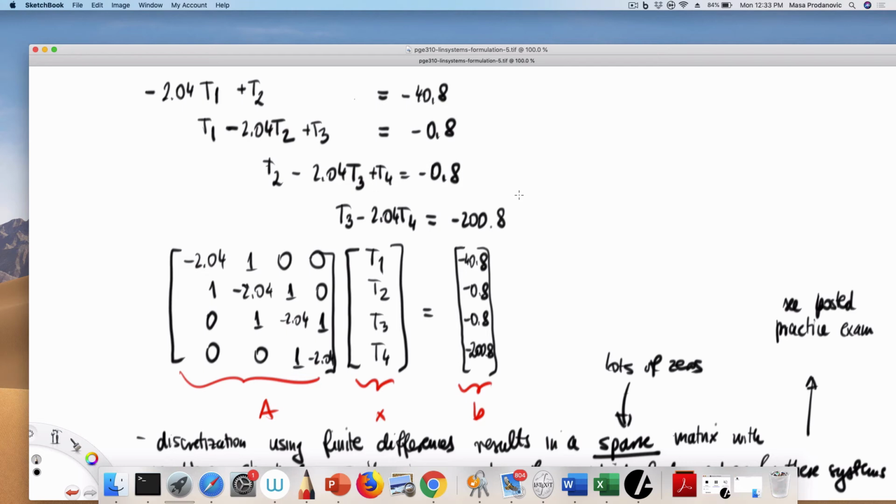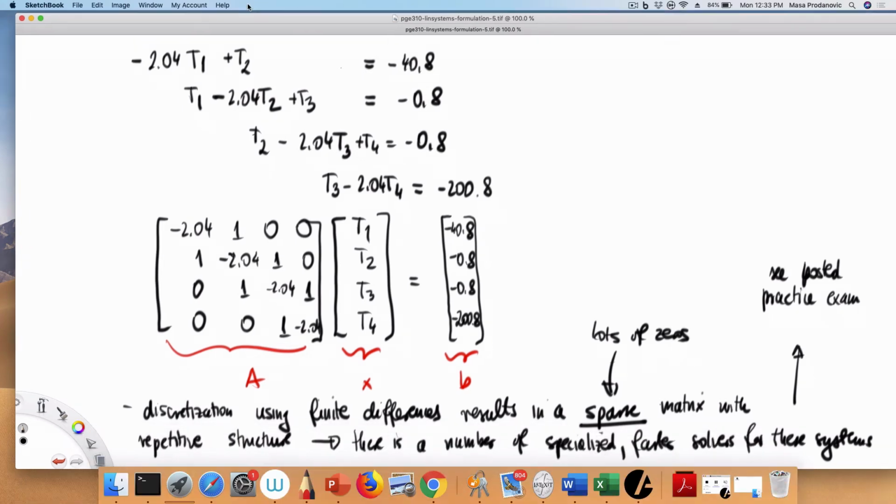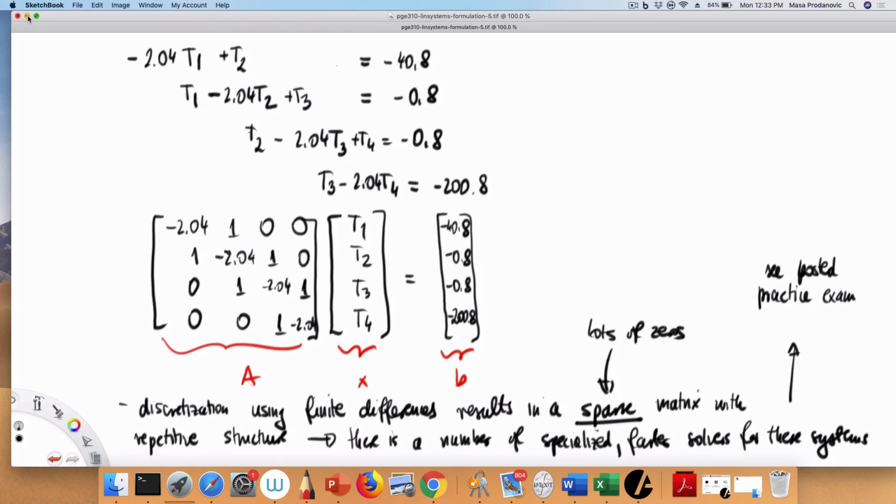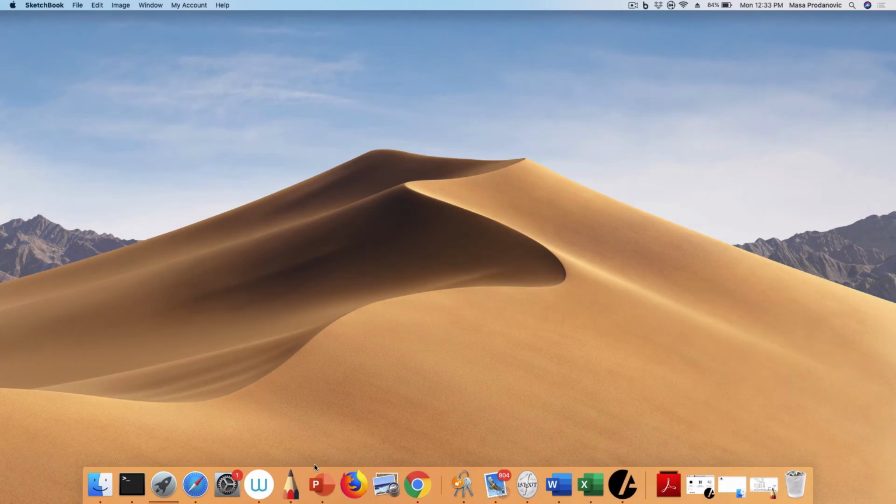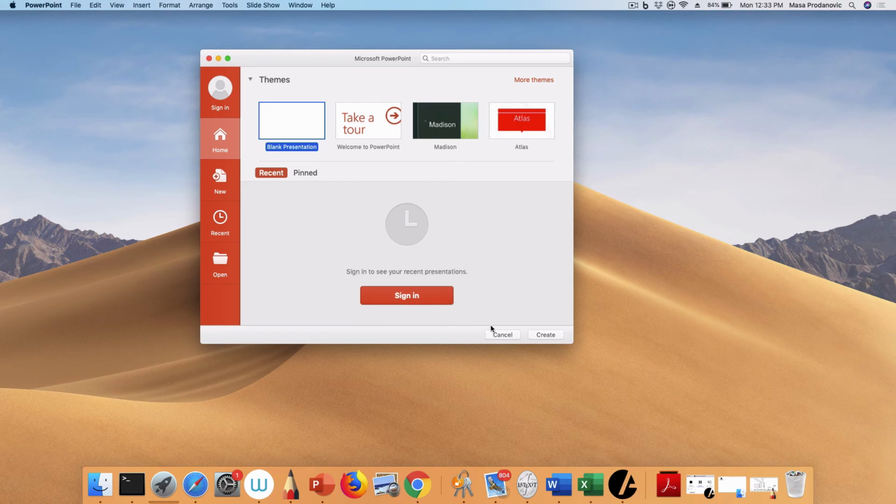Okay, any questions about this? So again, you will get to practice this in your computational project. Okay? So with that, we're going to move on with slightly different systems.